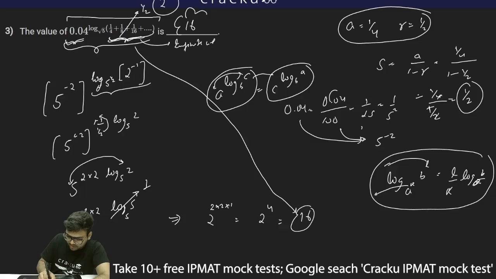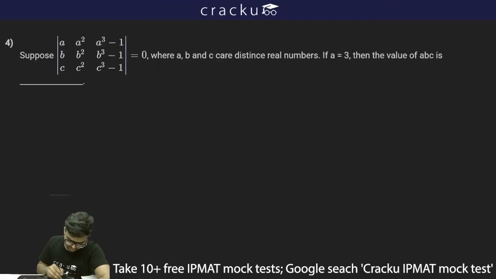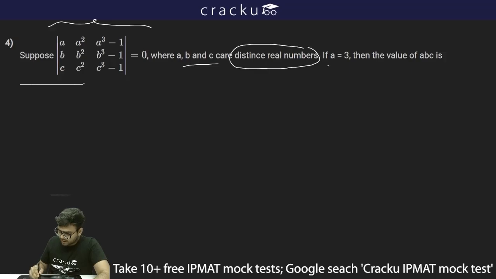The next question is saying, suppose the determinant of a, a square, aq minus 1; b, b square, bq minus 1; and c, c square, cq minus 1 is equal to 0, where a, b, c are distinct real numbers. If a is equal to 3, then the value of abc is, so we have to find out the value of abc.